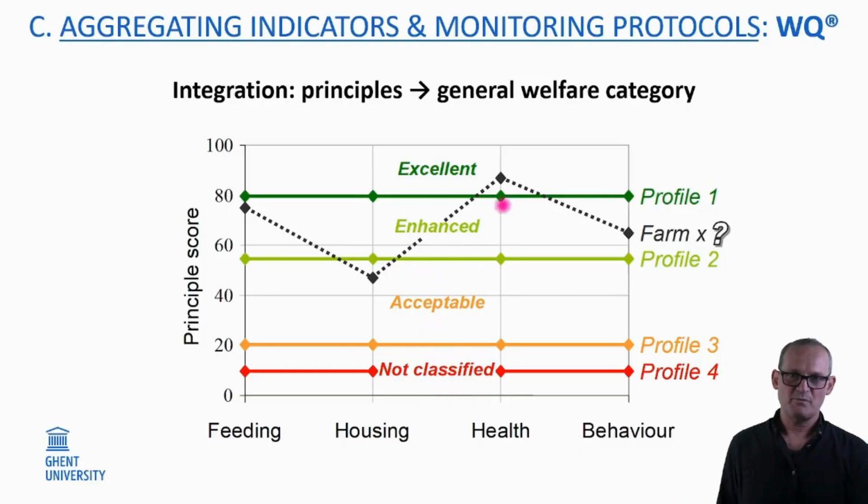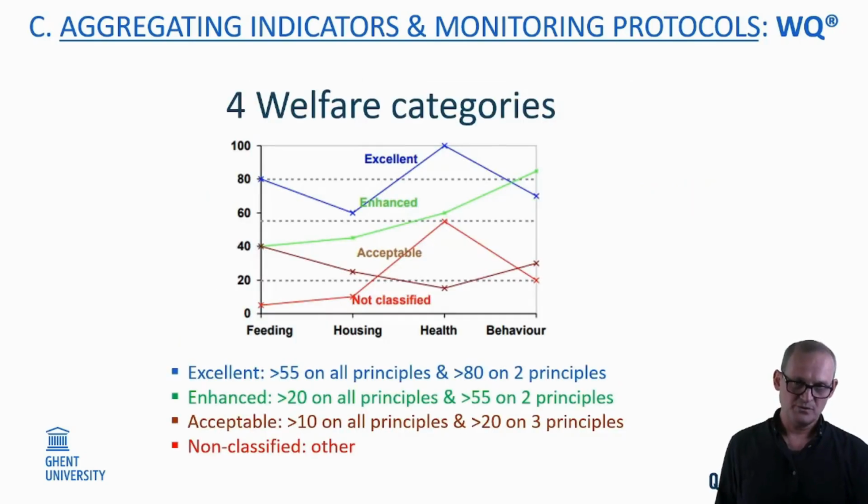This farm will probably be enhanced, because the decision rules they use are simple rules, like in order to receive the category excellent, you need to have a score of over 55 on all 4 principles, and you need a score of over 80 for at least 2 principles. And there are rules like that that are being used to decide which overall level of welfare is given to a certain farm.